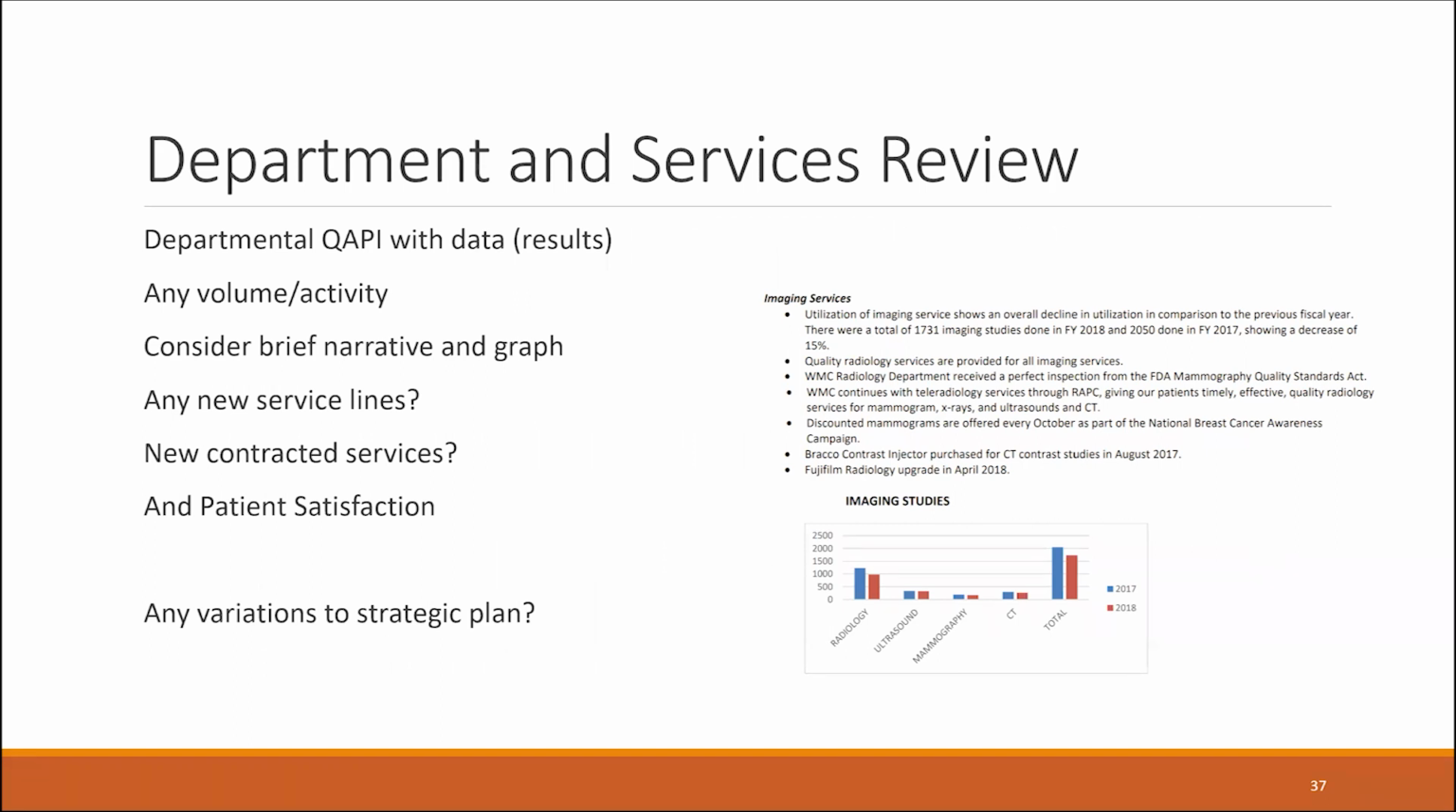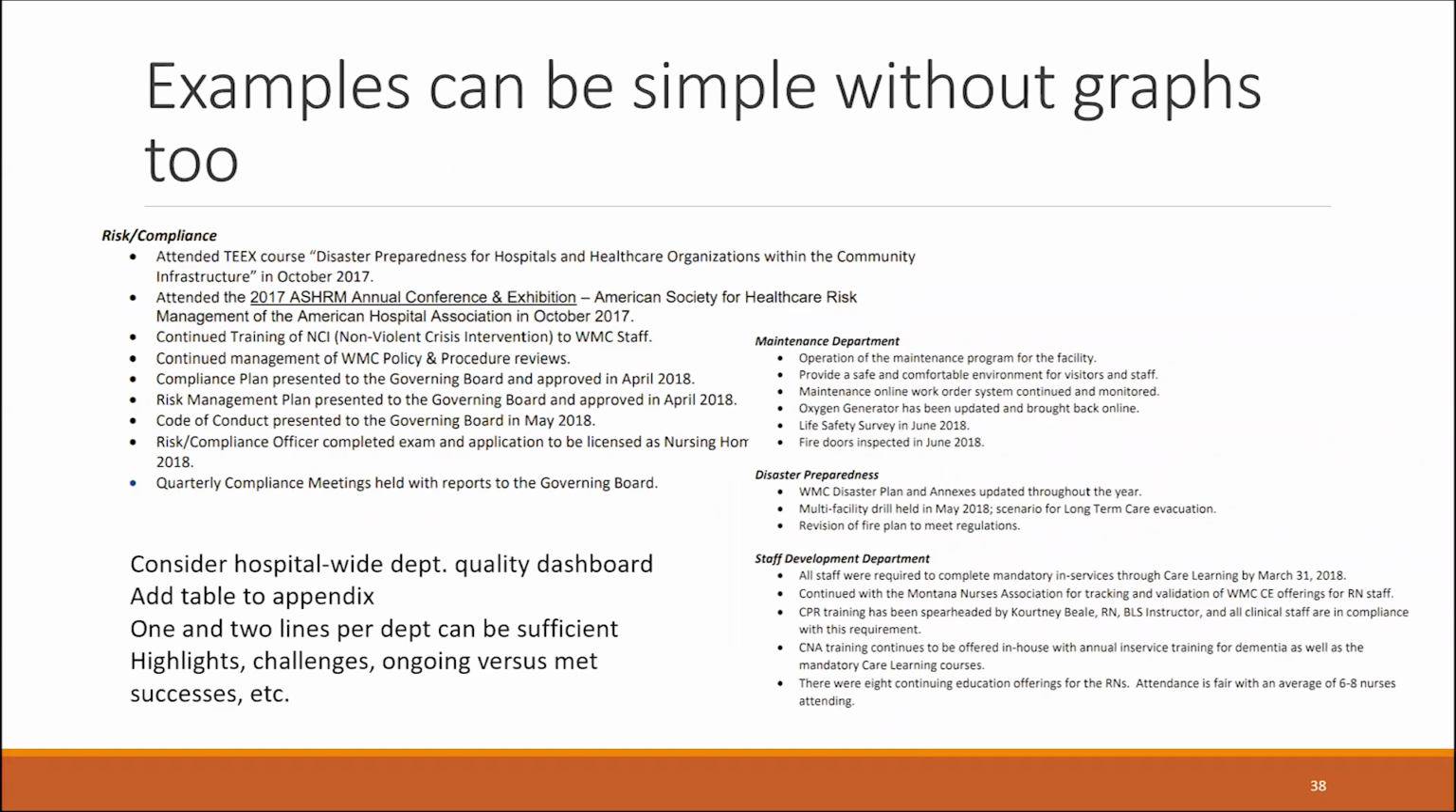And then we have our departments and services. With that, we really want to look at what our departments were doing, the volumes, the activities, again, a brief narrative and a graphic, very simple, and it speaks for itself. Any new or changed contracted services. And then obviously our patient satisfaction, not just our HCAHPS, but are we doing anything in our outpatient ancillary services to capture patient feedback? And was there any variation to our strategic plan, which I anticipate there may have been because of COVID? Again, some more examples without graphs and what they had written in.